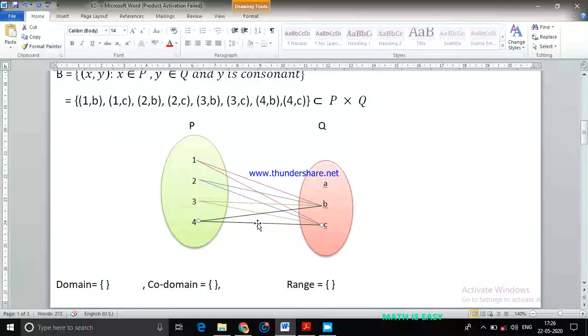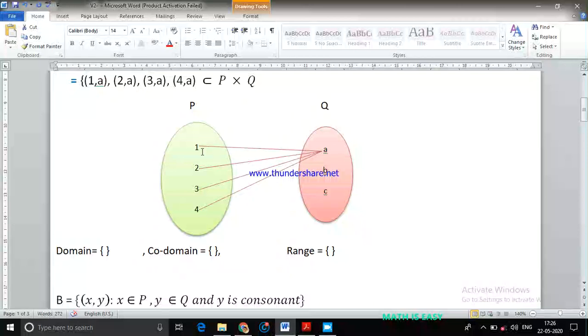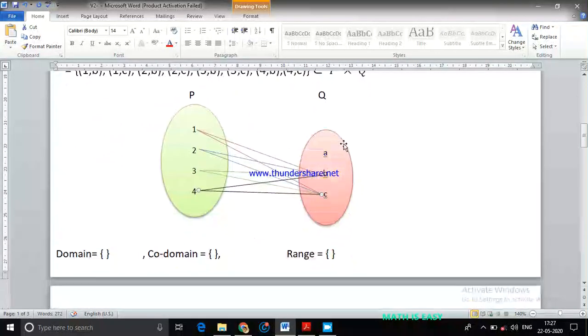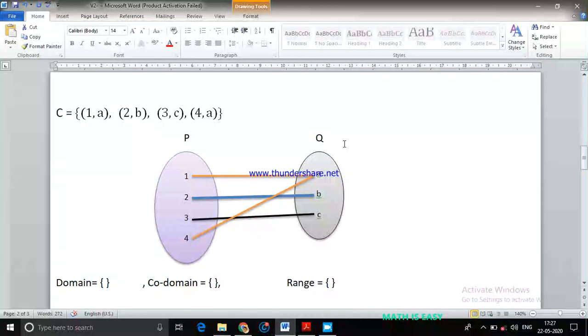How are the elements mapping here? Every element of P is mapping with the consonants of Q. Okay. In the previous question, my relation is every element of P is mapping to Q, which are vowels. So that is the relation from P to Q. Okay. Now I'll take another subset. For example, there is a sum relation which will give me the elements as 1A, 2B, 3C, 4A.